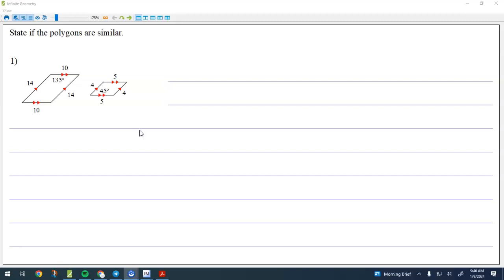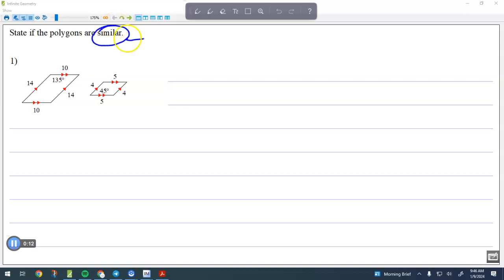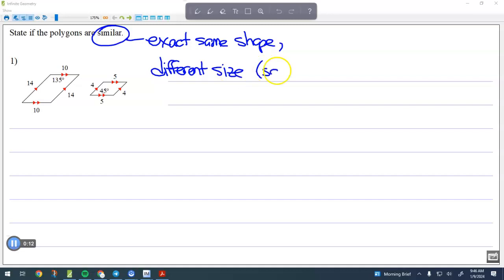So we're going to start doing similar figures. Similar means exact same shape, just a different size. So like a scale drawing, for example. I might have you guys do, thinking about how do you make a scale drawing at the school.